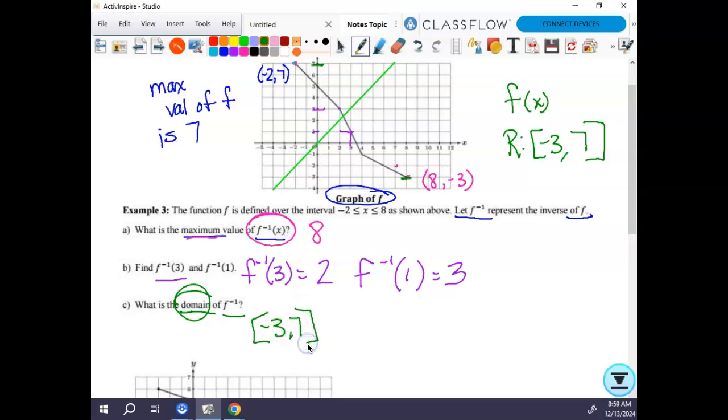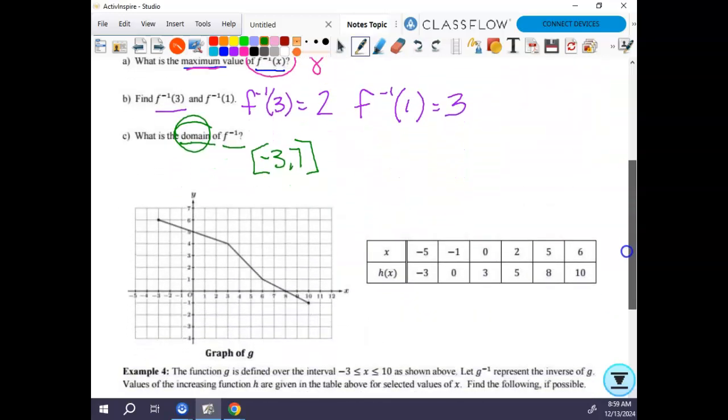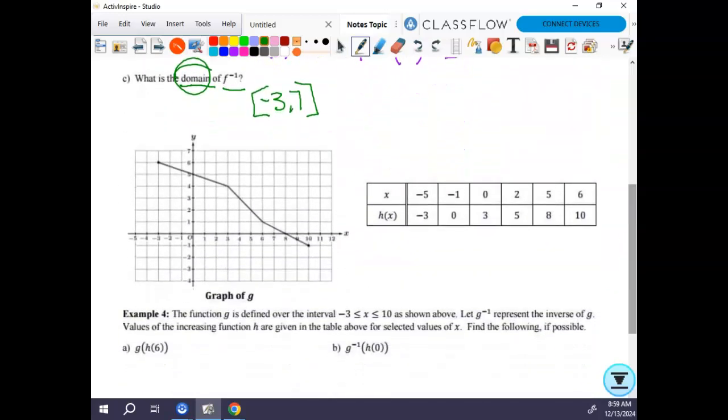You don't have to regraph it. You don't have to overthink it. You just need to know that domain and range switch places. Okay? Everybody good with that? Any questions? All right.